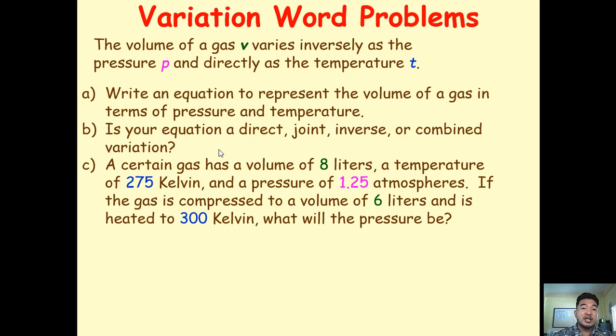Since you already know the difference among the 4 types of variation. And then, solve letter C. A certain gas has a volume of 8 liters, a temperature of 275 Kelvin, and a pressure of 1.25 atmospheres. If the gas is compressed to a volume of 6 liters and is heated to 300 Kelvin, what will the pressure be? Just comment, leave your answer below para ma-check natin yan.